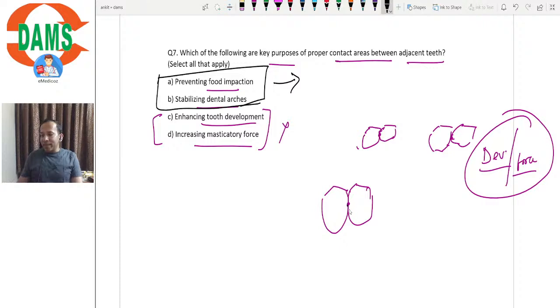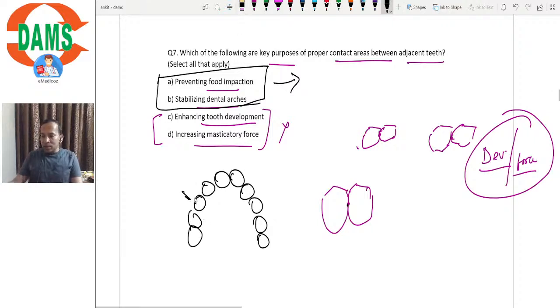तो कॉन्टैक्ट एरियाज क्या करेंगे, ये आर्च को स्टेबलाइज करके रखेंगे, isn't it? ये टीथ है आपके, so they will be stabilized if there is a proper contact between them, isn't it? Otherwise क्या होगा, बीच में से एक टूथ गायब होते ही, क्या होगा, जो पोस्टीरियर टूथ है it will try to move mesially and the anterior tooth will try to move distally. Also the tooth in the opposing arch, it will try to erupt into this space, isn't it? So all these teeth, they will destabilize, isn't it?